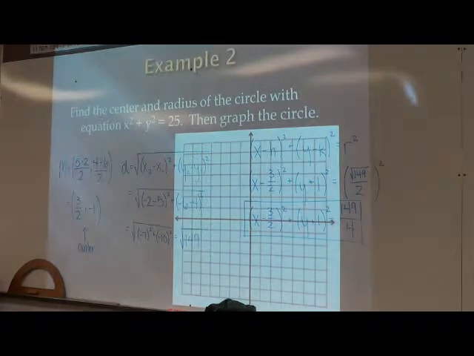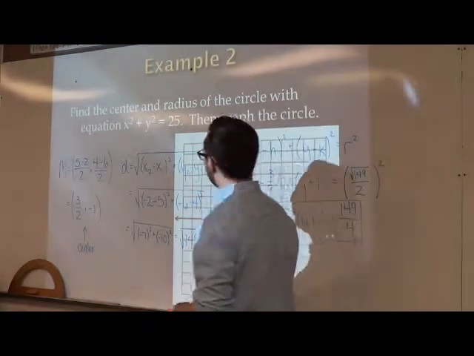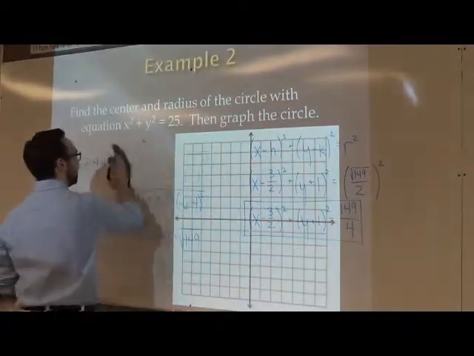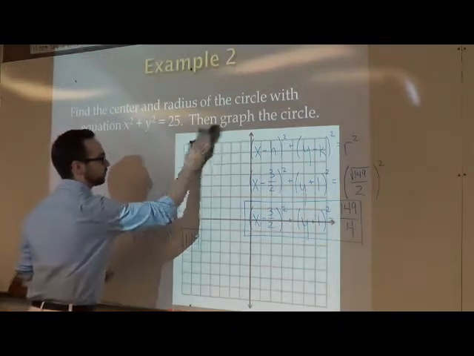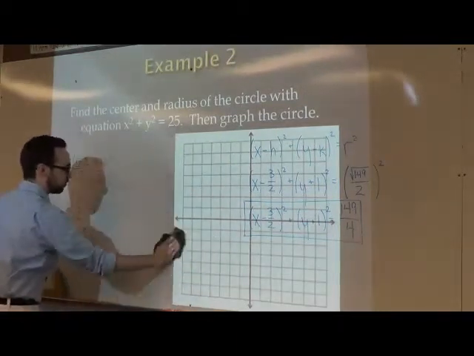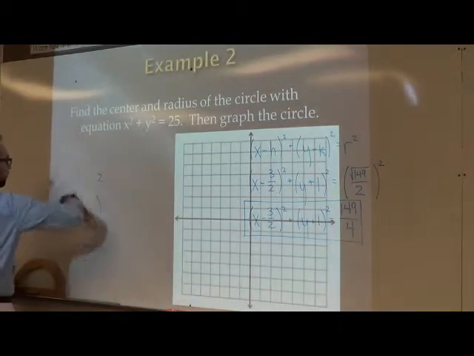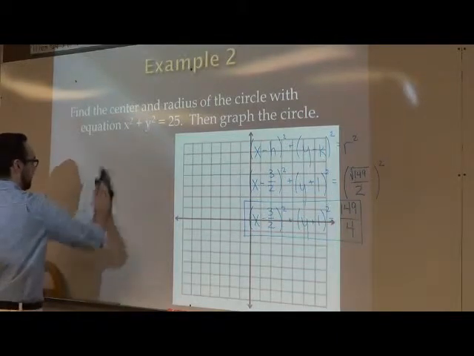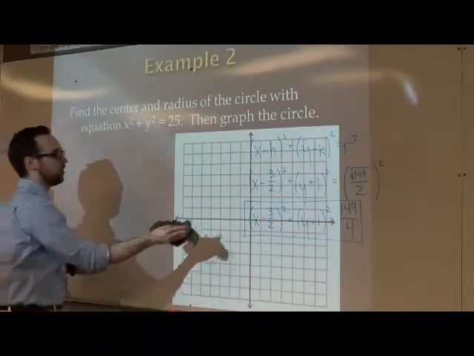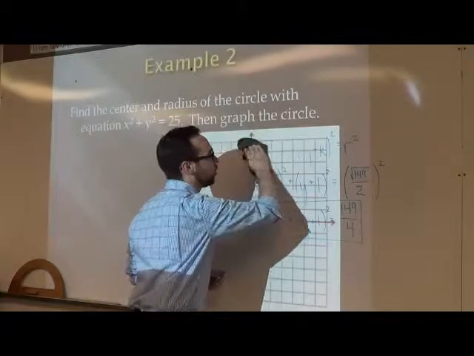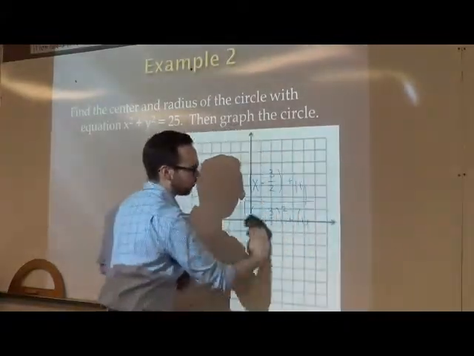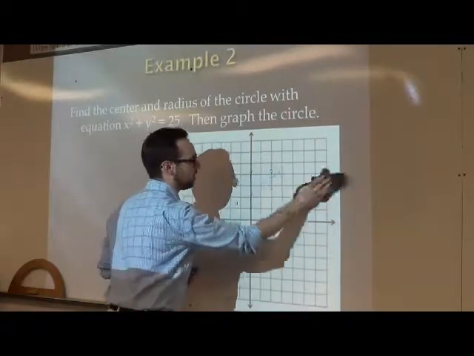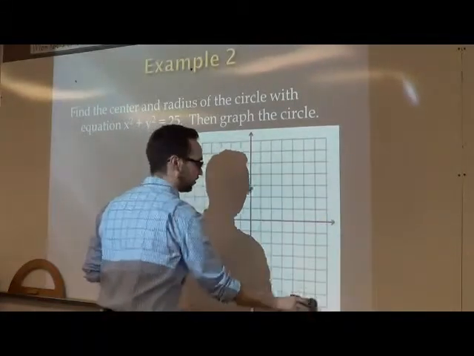Alright, so this time they give us an equation, they want us to find the center of the circle and its radius length, and then we're going to go ahead and graph that circle. So all of that information, the center and the radius, is in the equation. So if they give you the equation, they've given you all of that information, we just have to locate it. So the first thing we need to identify is what is our h and our k to find out what is the center of the circle.